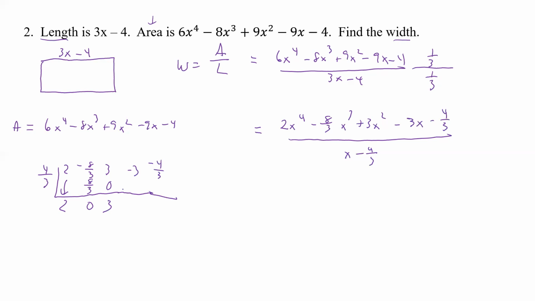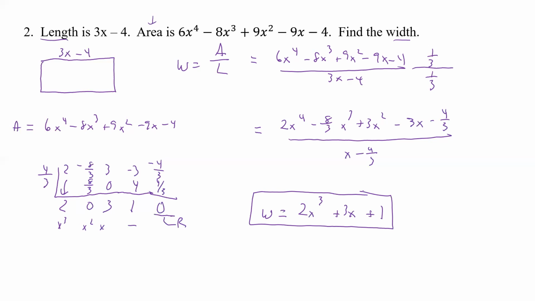Now 4/3 times 3 is going to be 4. 4 minus 3 is 1. 4/3 times 1 is 4/3. 4/3 minus 4/3 is 0. That's our remainder of 0. So our width is just what's left over. And so this is going to be x to the third, because it's 1 less than that, x squared, x, and nothing. So we'll get 2x to the third plus 3x, and then plus 1. Okay, and that's all we know. And so that will be our width.